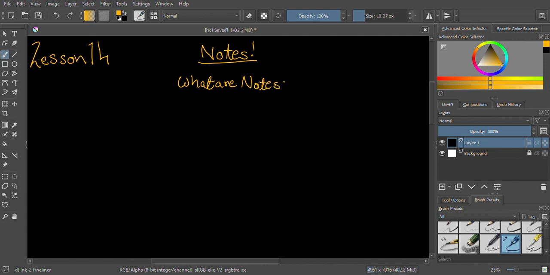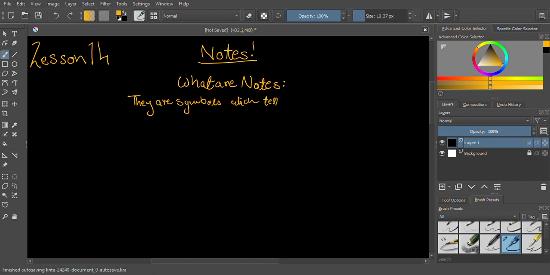Now, if you look this up on Wikipedia or something, I've seen some definitions be like it's the singular musical sound or it's the fundamental unit of music or stuff like that. But from a technical standpoint, we're actually trying to learn music. This is the definition I assigned to them. They are symbols. I don't know what else to call them. They're symbols which tell us the duration of a sound.